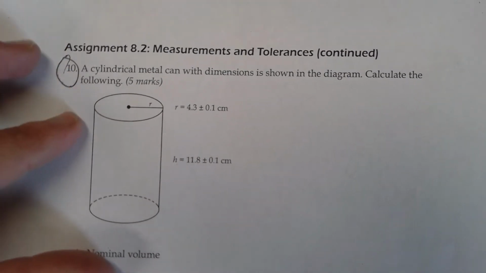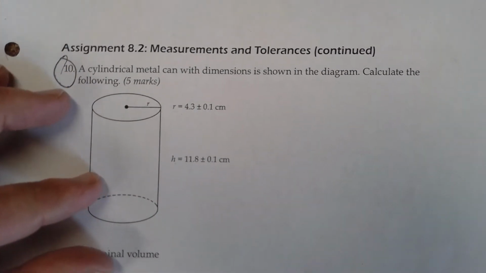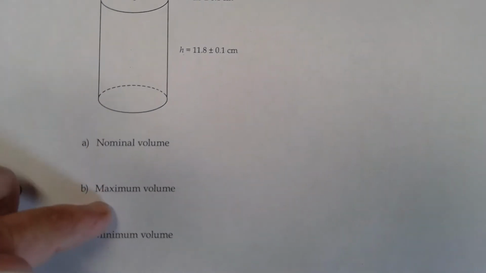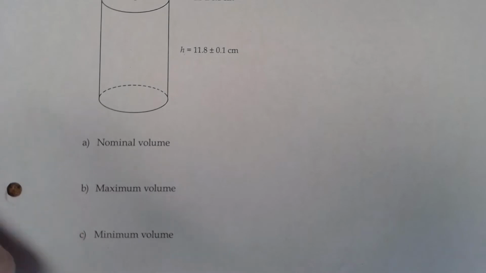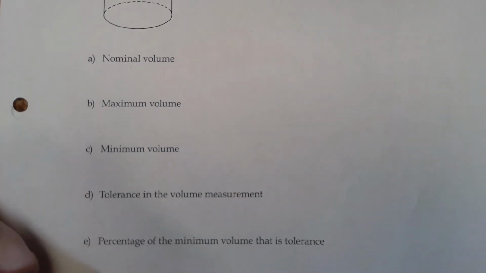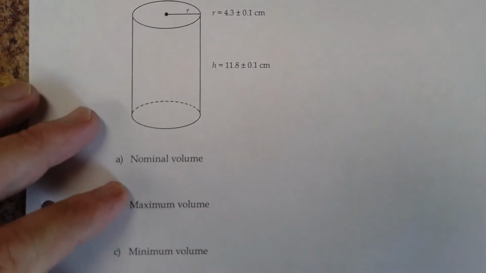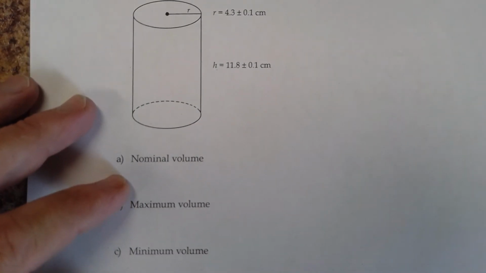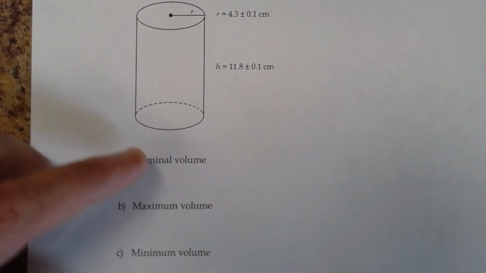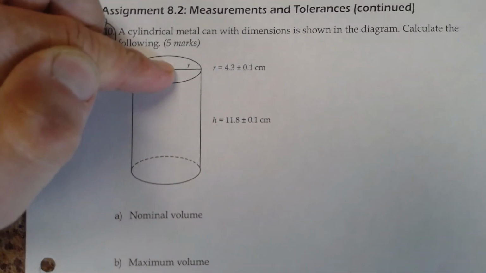So here we have a cylinder with dimensions shown. Calculate the following: nominal value, maximum value, minimum value, tolerance, and percentage of volume, that is tolerance. Nominal value is just taking the regular numbers. So the volume of a cylinder is simply pi r squared times height.